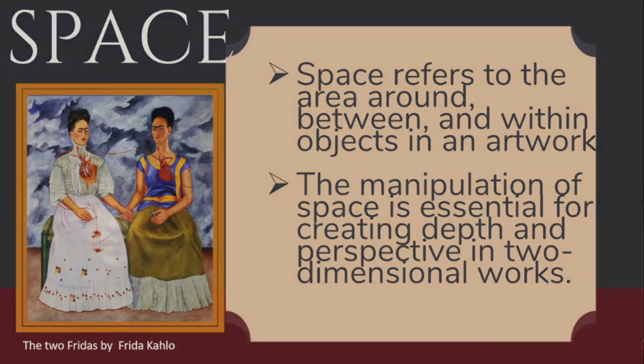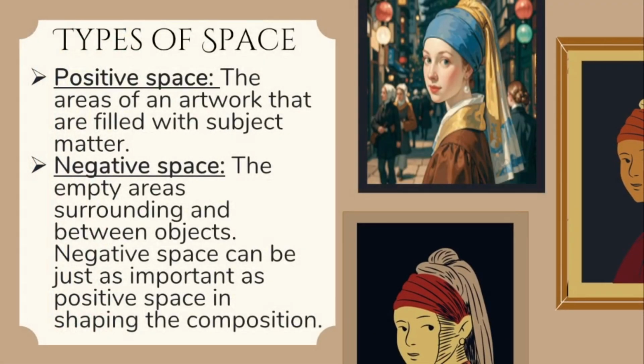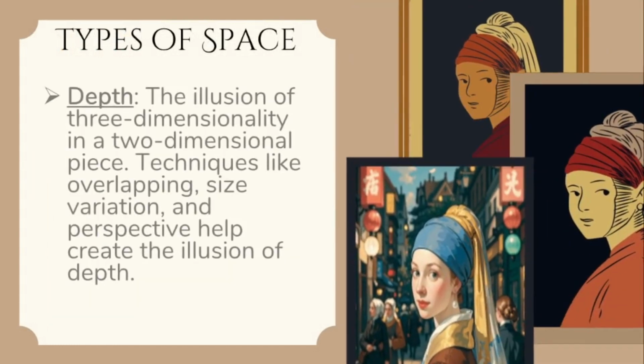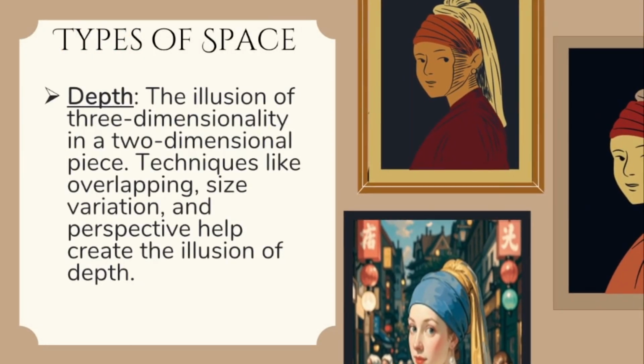Types of space. Positive space, the occupied areas of an artwork. Negative space, the empty areas surrounding objects. Depth, the illusion of three-dimensionality achieved through overlapping, size variation, and perspective.